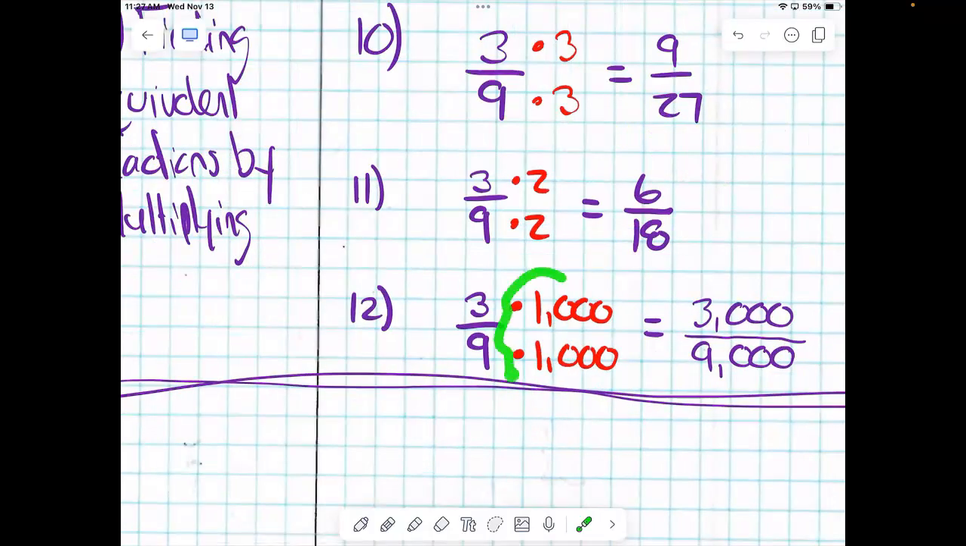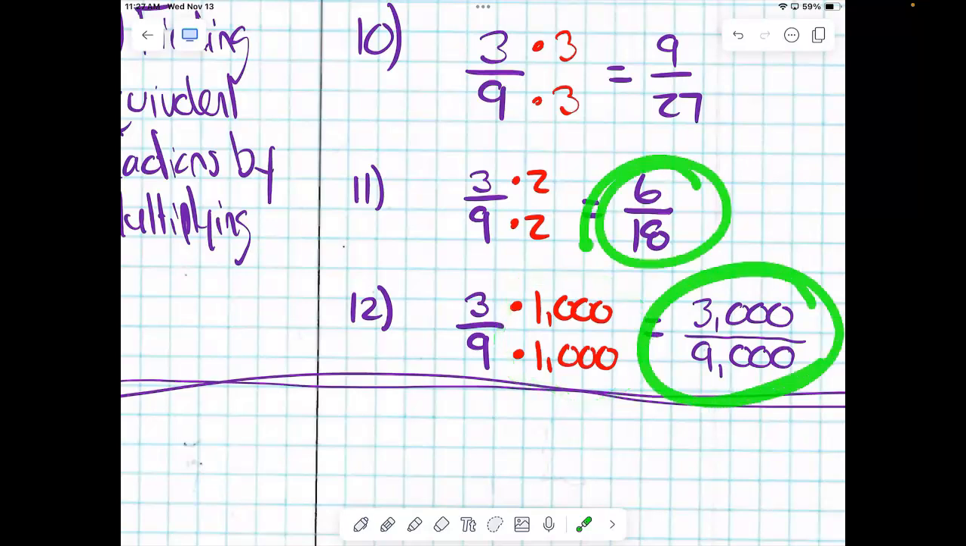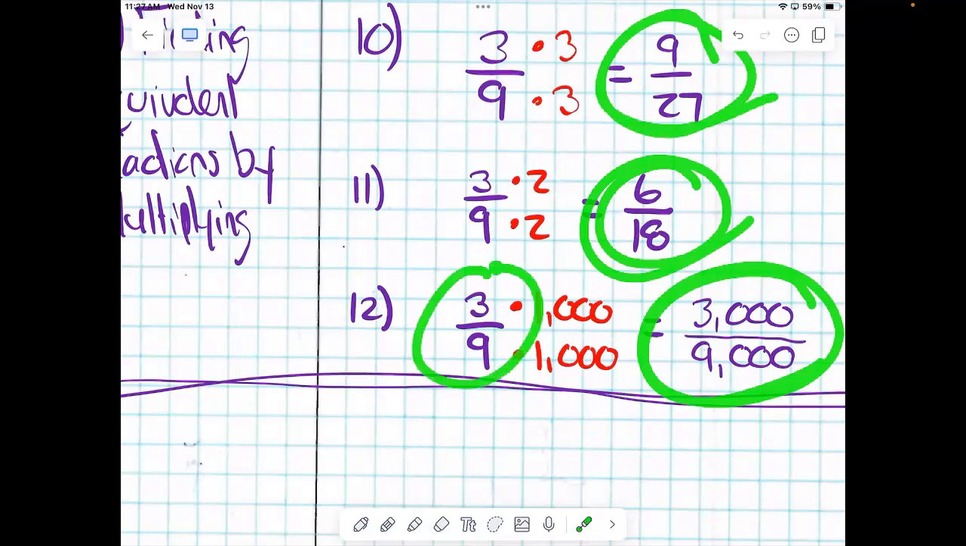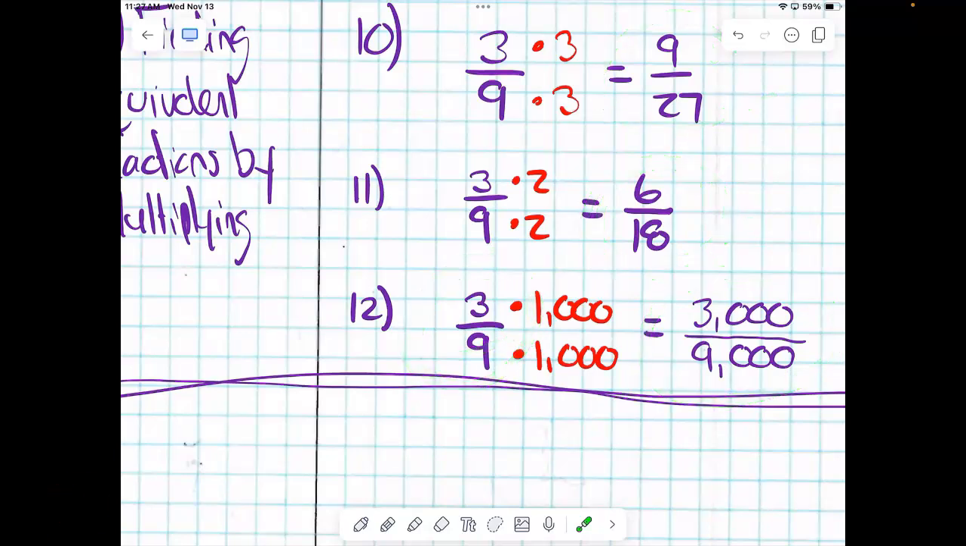This time I was being like crazy and I multiplied by 1,000. Is 3,000 over 9,000 the same as 6 over 18, the same as 9 over 27, and the same as 3 over 9? Yes. We good?